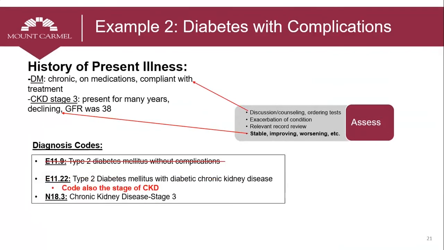The next example shows that type 2 diabetes has been documented and also chronic kidney disease has been documented. Each diagnosis has great supporting documentation with status updates included for each. In this scenario, it would be most accurate to code E11.22, type 2 diabetes mellitus with diabetic chronic kidney disease. When the diabetic CKD code is used, coding guidelines also require a code to capture the stage of the chronic kidney disease. So in this case, N18.3 would also be captured on the claim.